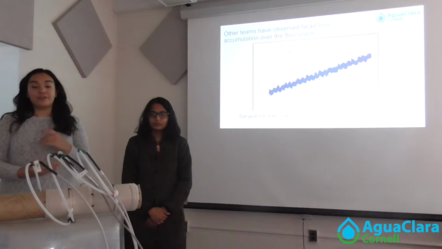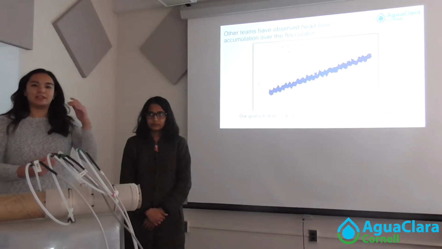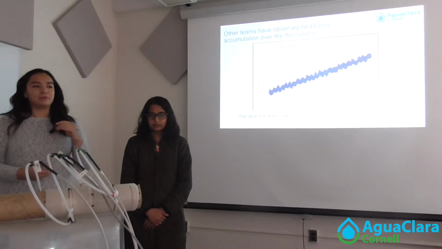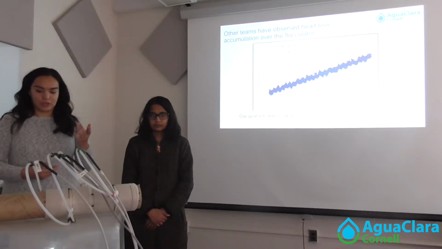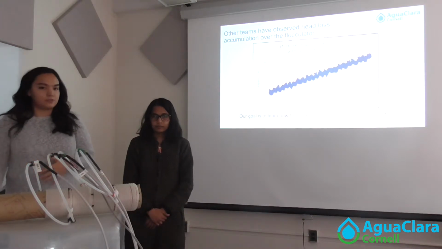We also varied the turbidity to see how that would change the trend. With that, we expected to see that with a decreasing turbidity, there would be a higher rate of head loss accumulation. Overall, our main goal was to determine how fast coagulant is attaching to the flocculator walls.